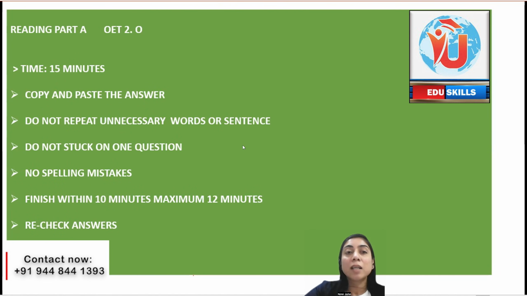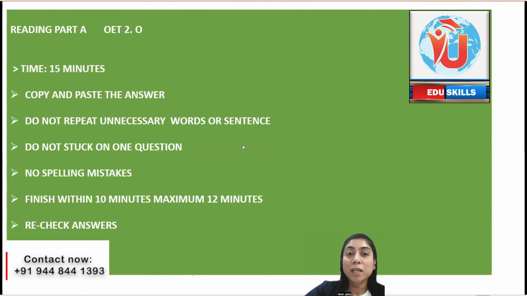By the end, you have already read the passages, so it's easy to find the answer. No spelling mistakes are accepted in reading. By practice, try to finish within 10 minutes, maximum 12 minutes only. What is the benefit of this? If you finish within 12 minutes, there are 3 minutes for rechecking.